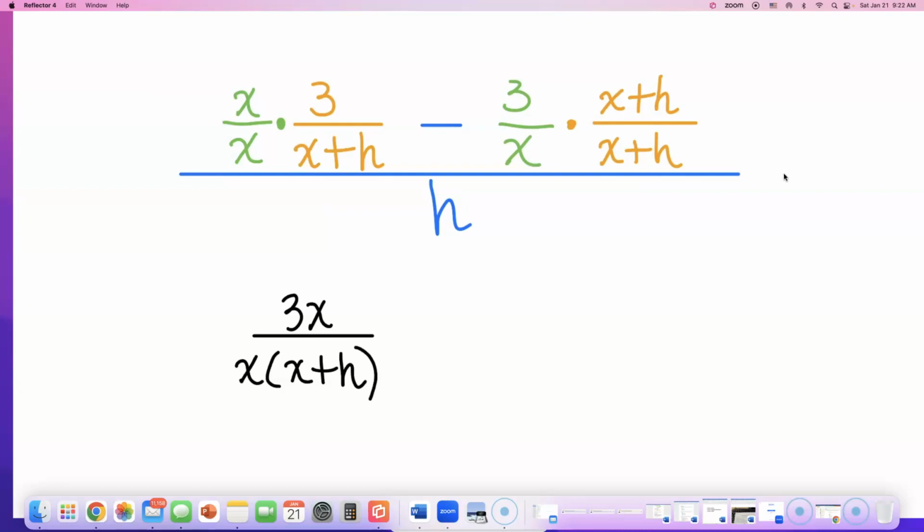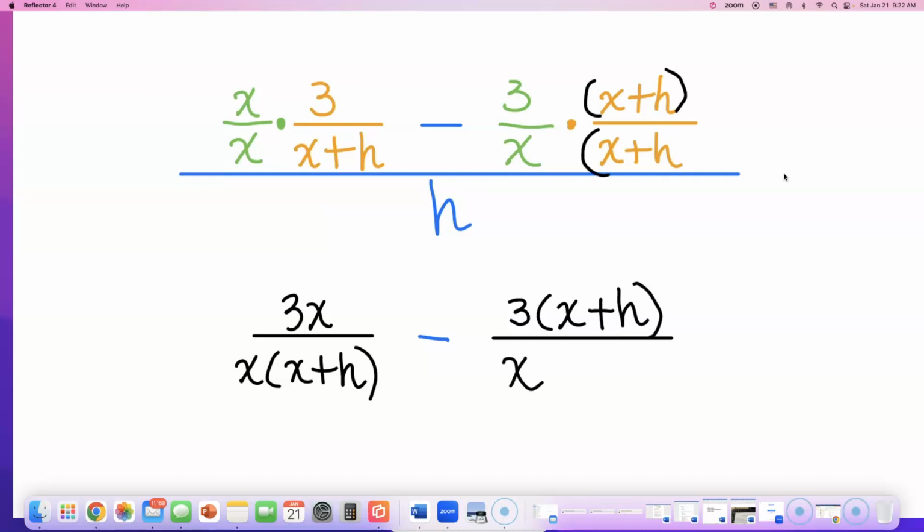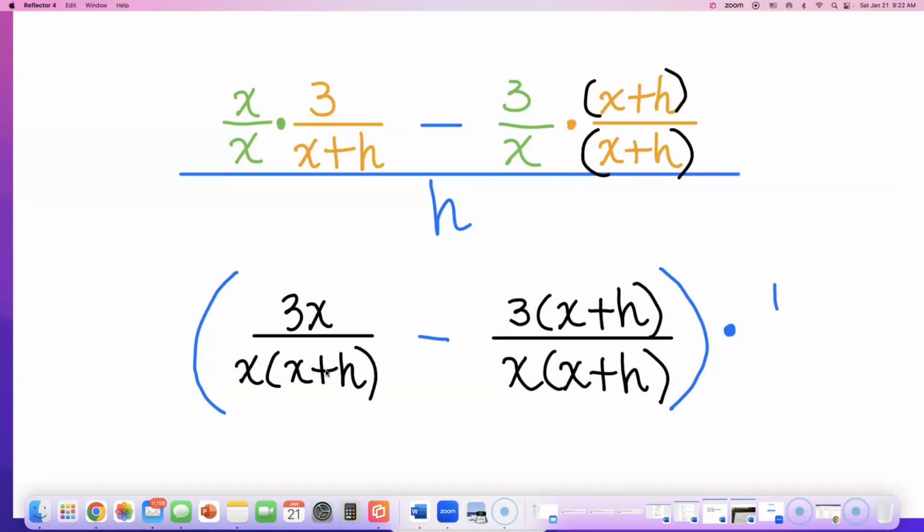The minus sign. And let's multiply these ones. 3 times x plus h over x times x plus h. Now here's my plan. I'm going to take care of this subtraction, and then I will divide this by h. But instead of writing dividing by h, I'm going to write it as multiplying by 1 over h. That's the same as dividing by h.